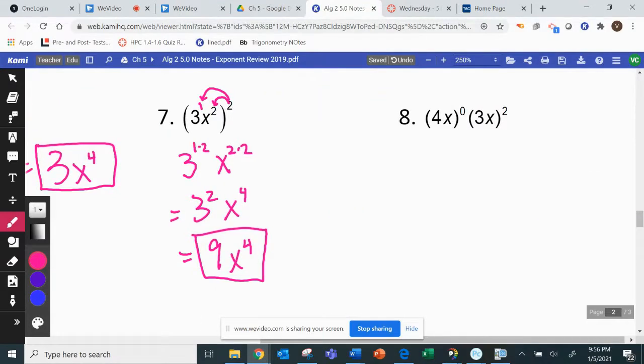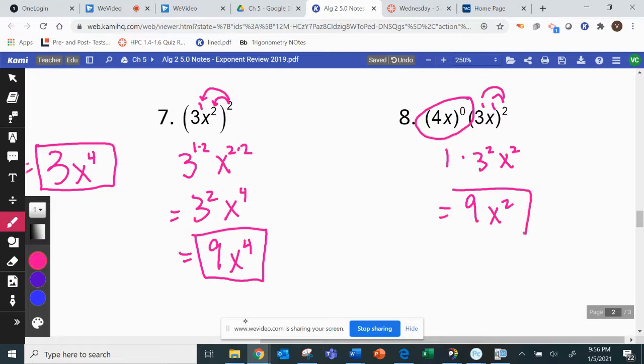All right, the next one. This is a 0 power, which equals 1. And then this one, 3x squared. Both the 3 and the x have a power of 1. And then the power on the outside multiplies. So I get 3 squared x squared, which is 9x squared.